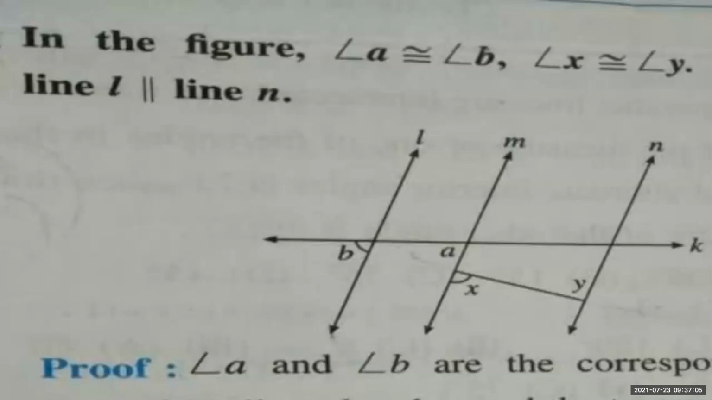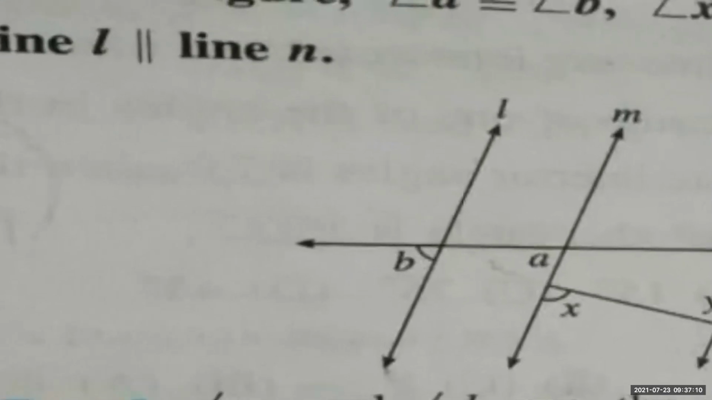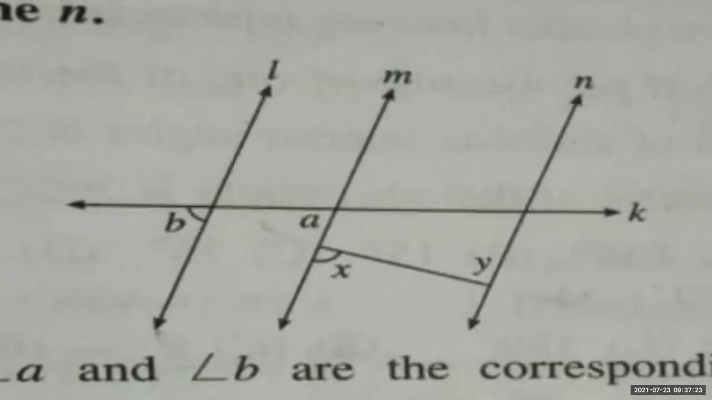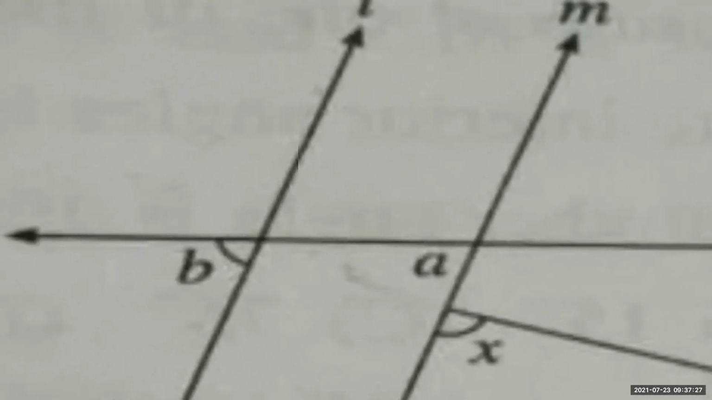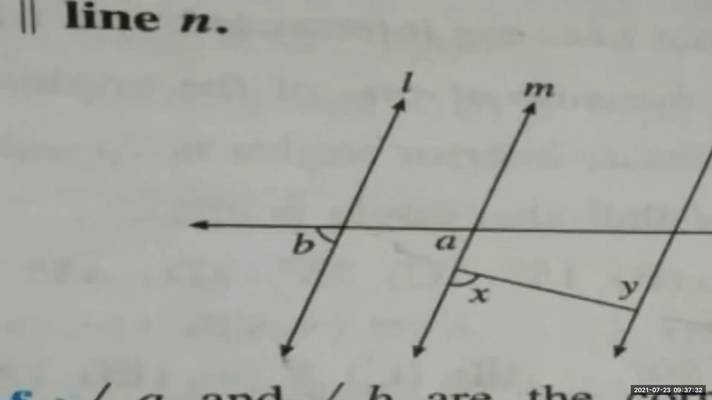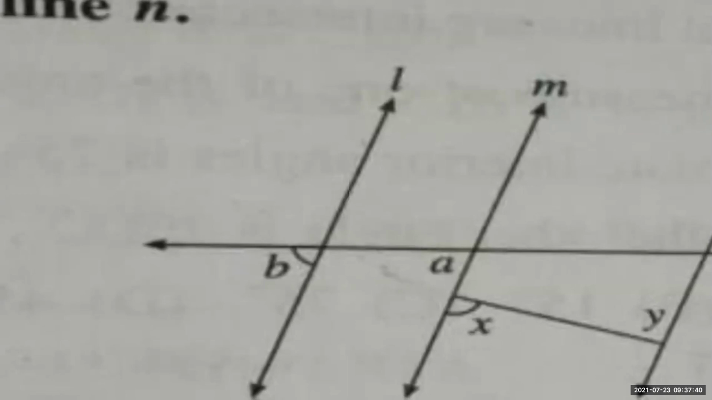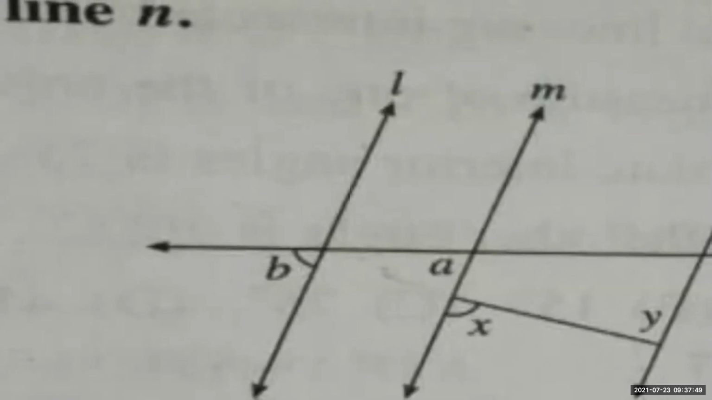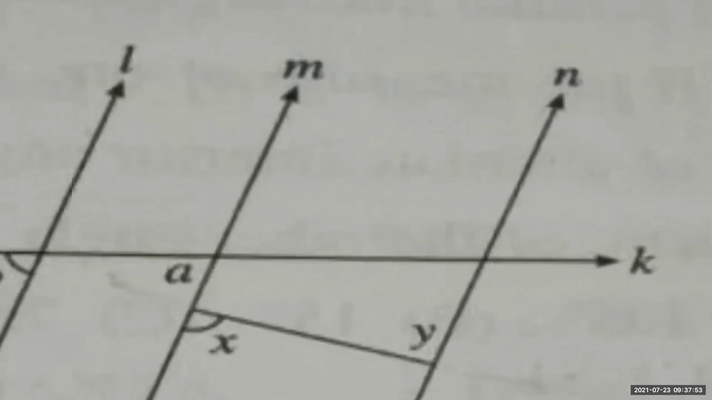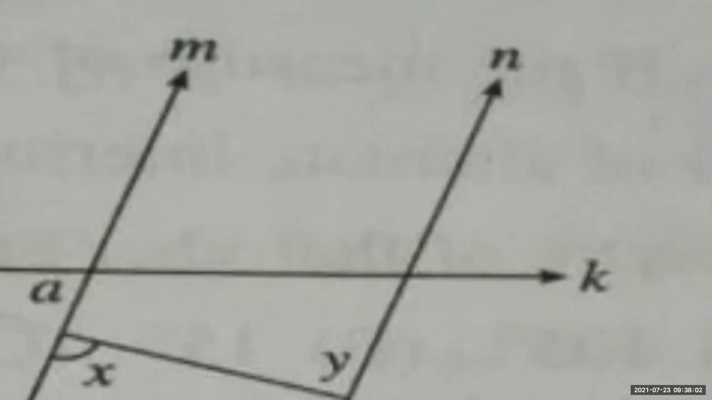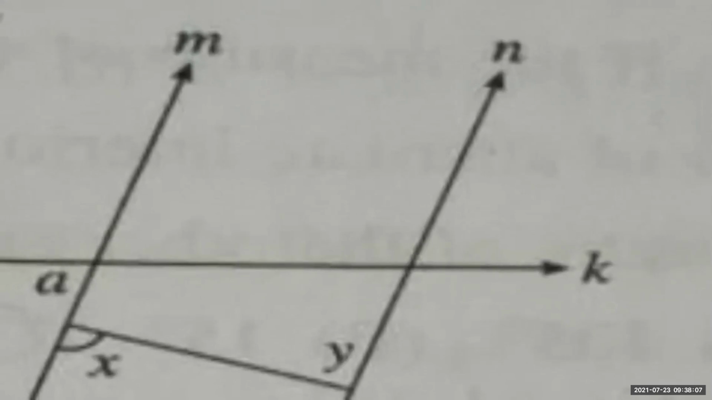So if we take the first two lines, line L and line M, the transversal will be labelled as line K. If this is the transversal of these two lines, observe the diagram carefully. Angle B and angle A become corresponding angles, and in the given it is mentioned that they are congruent. Now see the next two lines here: line M and line N, and line K is a transversal.